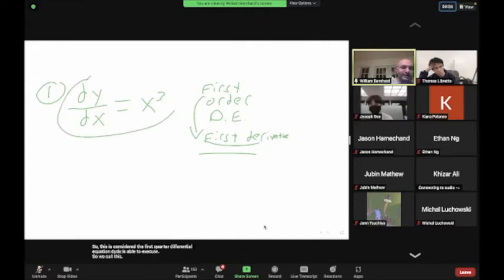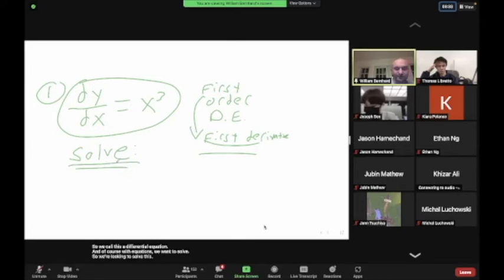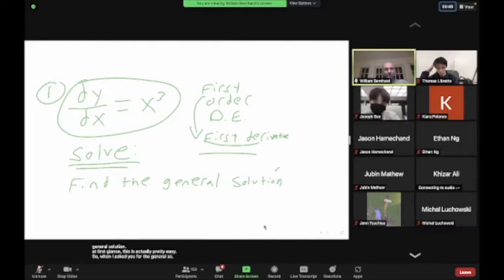So we call this a differential equation. And of course, with equations, we want to solve. So we're looking to solve this differential equation. Basically, we begin by saying, find what we call the general solution. At first glance, this is actually pretty easy. When I ask you for the general solution, it's basically just asking you what y is equal to. I bet most of you even know the solution already.